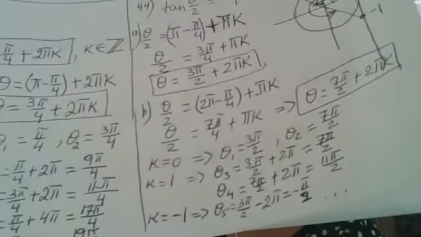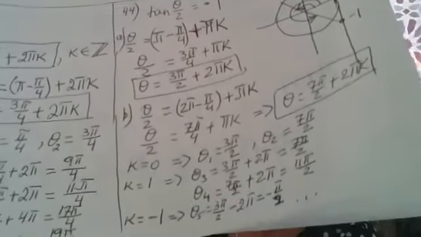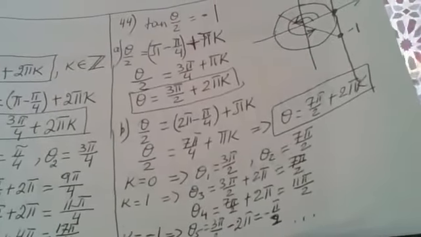I do not have space here on the paper. That's why I say, can you please finish this by yourself? You have formulas in 2 boxes. You are just plugging in different k values and using simple calculations to get more and more angles. Is it clear?